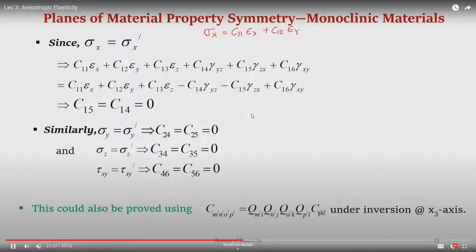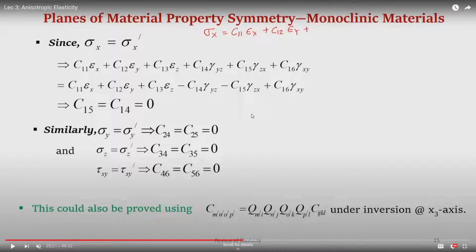Therefore, because we know that sigma x and sigma x dash or prime are the same, we equate them, and in both cases, with reference to the first axes x1, x2, x3 and with respect to the transformed axes x1, x2, x3 prime, the C matrix does not change. Therefore, we have used the stress strain relation using the same stiffness matrix, and we have equated sigma x to sigma x prime, similarly sigma y to sigma y prime, and from there we could see that from these two equations, obviously C15 and C14 go to 0.